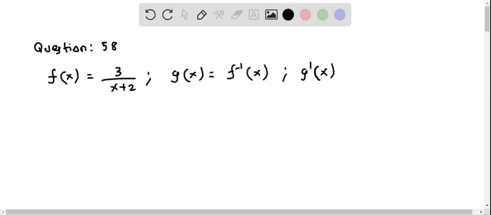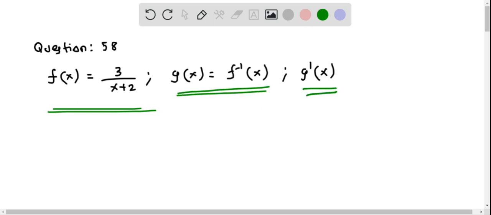Let's answer question 58. This question is more similar to question 57. Once again, we are given the function f of x equals 3 over x plus 2, and g of x is basically the inverse of the function f of x. We then have to calculate g prime of x.